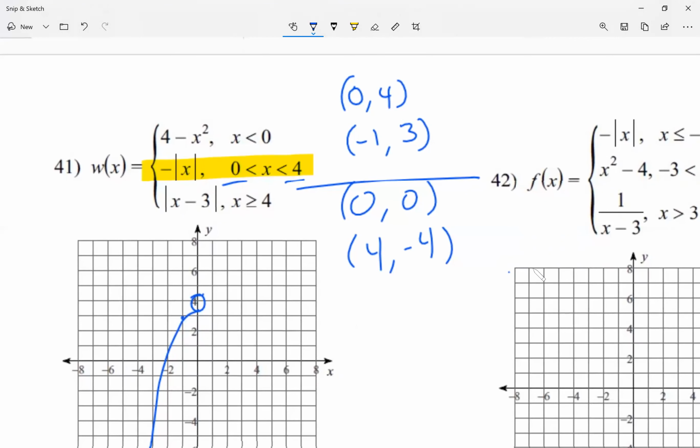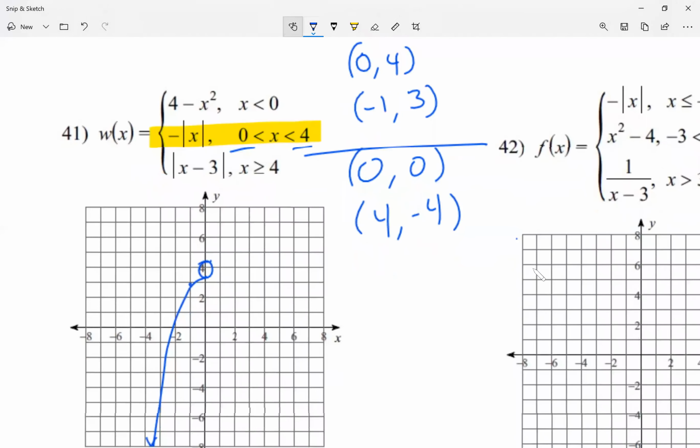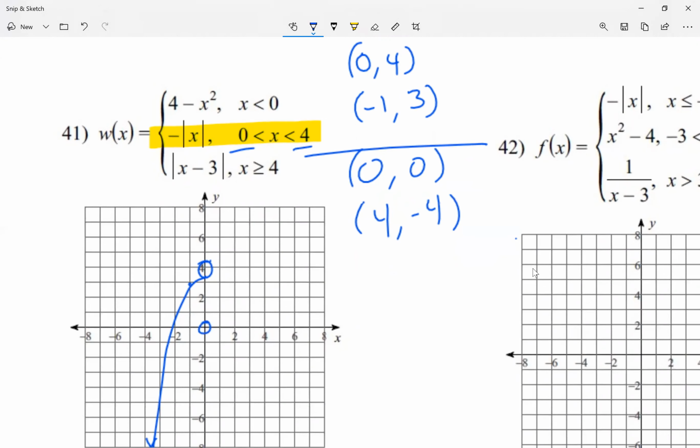Okay, let me plot those 2 points. Because the vertex is one of those 2 points, now this thing is only going to look like a line. So I have the point (0, 0), which is an open circle. I have the point (4, -4), which is also an open circle.